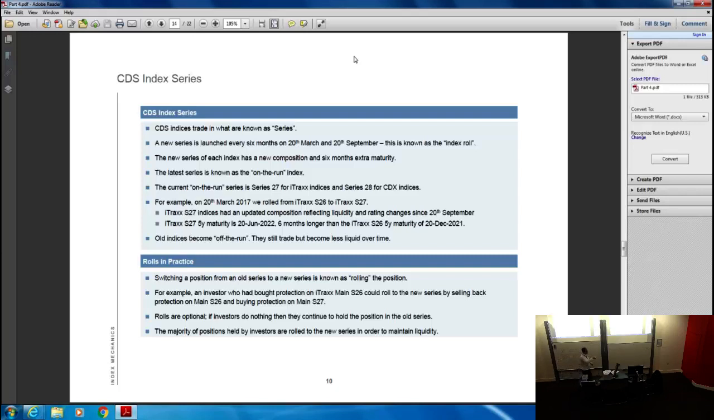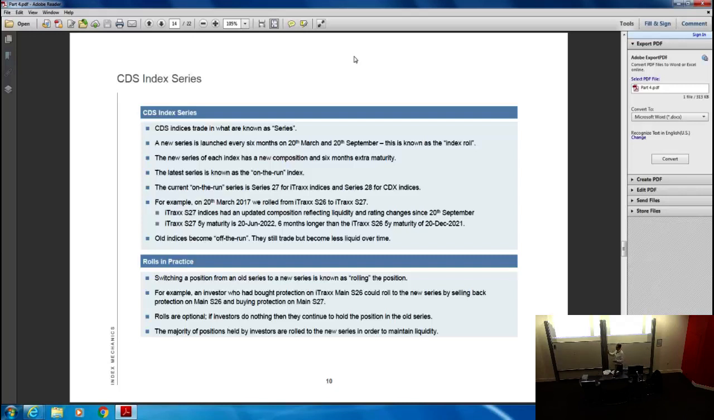Now, when you do your trades today, you are always going to stick on the S29. Okay? So you don't change. Nothing forces you to change. However, when you get to September this year, S30 is going to start to trade. So there will be a new on-the-run index, and you have the right, if you want to, to roll out of your position and roll into the new position.